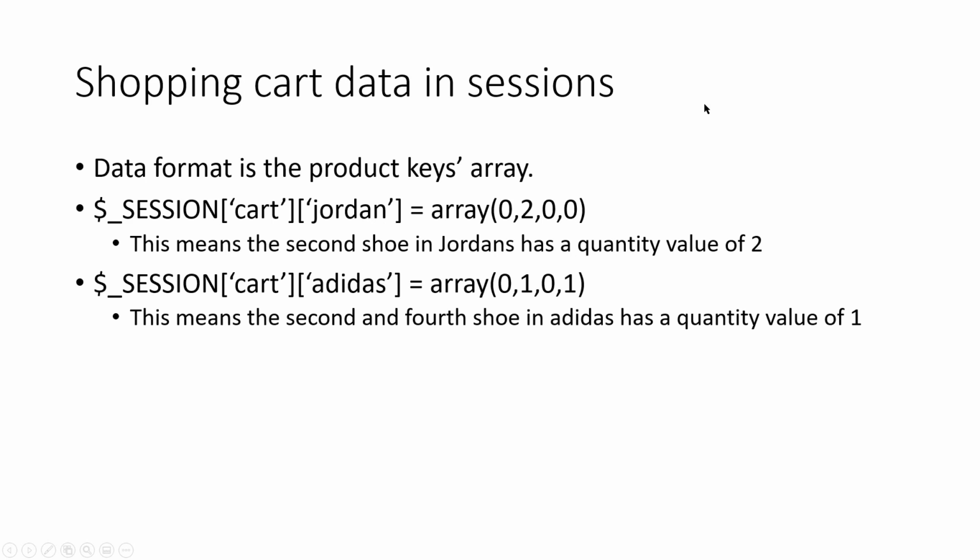And then let's say they go to the Adidas page and on the second and fourth shoe, they put 1 and 1 for each. Then it'll just mean that the second and fourth shoe in the Adidas brand, that key, will have a value of 1 each. So 1 each. So pretty much, yeah, this is my entire goal, or not goal, but my plan.